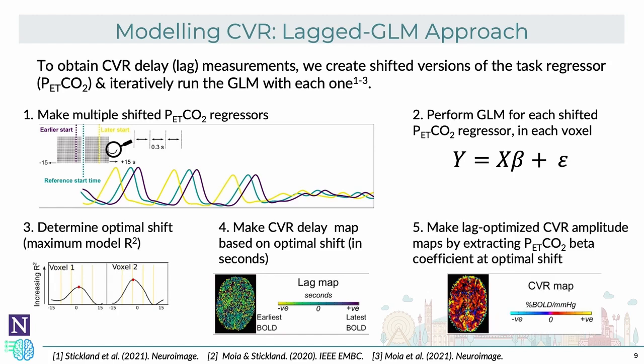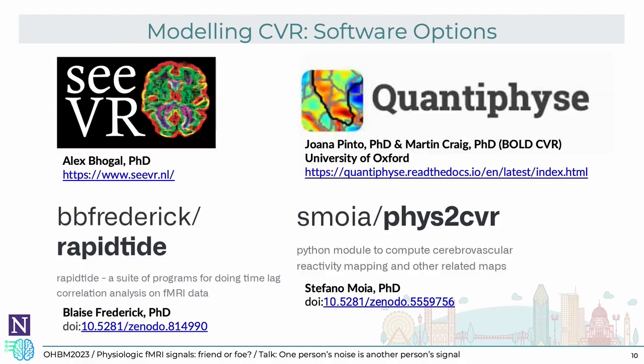Several software packages are publicly available to facilitate modeling of CVR amplitude and delay and related metrics with different variations in their modeling approaches. These include CVR by Alex Bogle, Quantifies by the University of Oxford, and the BOLD CVR portion specifically by Joanna Pinto and Martin Craig, RapidTide by Blaise Frederick, and phys2CVR by Stefano Moya. In this tutorial, we will use the lagged GLM implemented by the Python-based software phys2CVR.